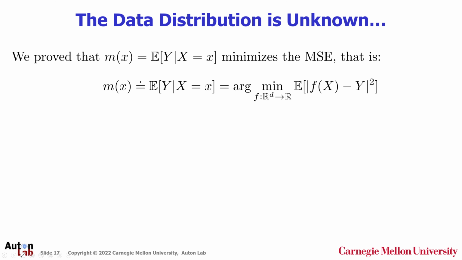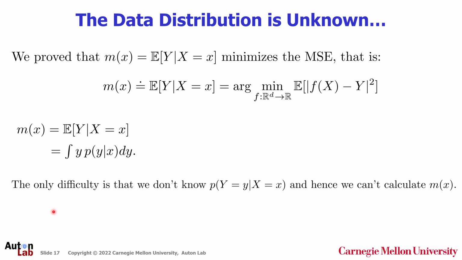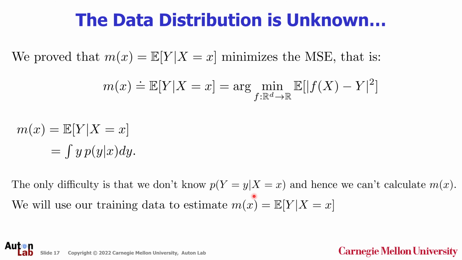So we proved that the conditional expected value of Y given X minimizes the mean squared risk. Just as a reminder, the conditional expected value of Y given X can be calculated with this integral. So if you want to solve a regression problem, all you need to do is to calculate this conditional expectation. The only difficulty left is that to calculate this conditional expectation, we would need to know the conditional density of Y given X. However, often this is not known in practice, and we will need to use our training data to estimate the expected value of Y given X.